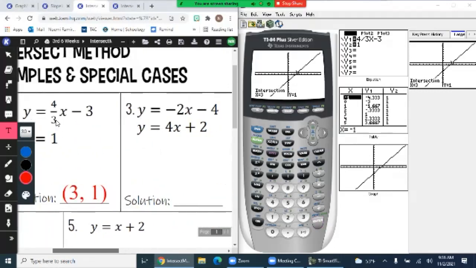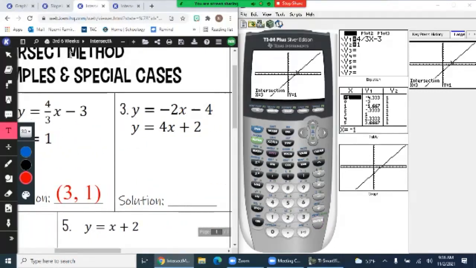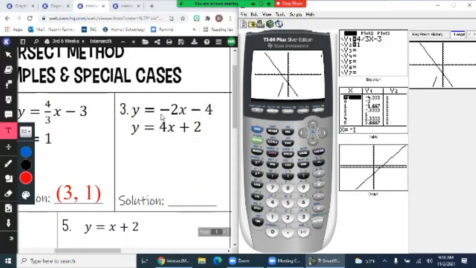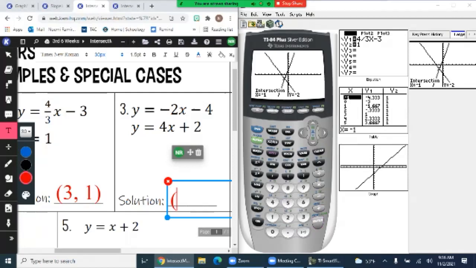All right. And the last one that we're going to do for this video, go to y equals, clear whatever you have there, negative 2x minus 4, and then 4x plus 2. Second trace, 5, wait for the graph, and wait for your question to pop up. Enter, enter, enter. There's your point of intersection. There's your answer. There is your solution.